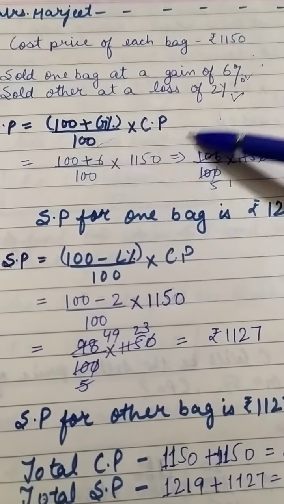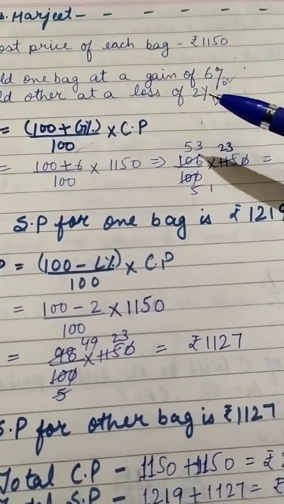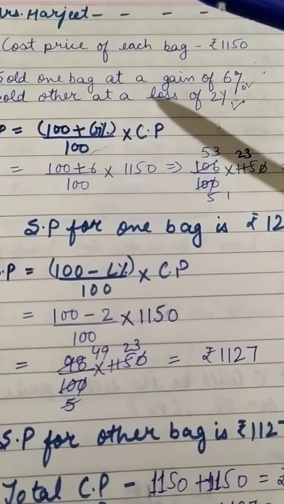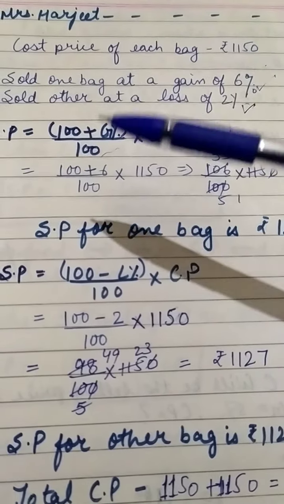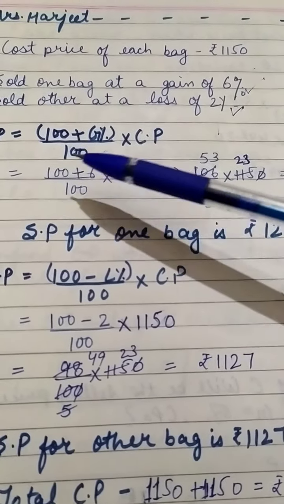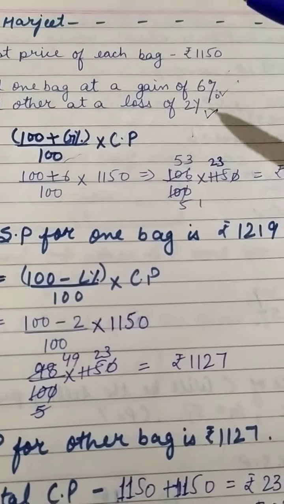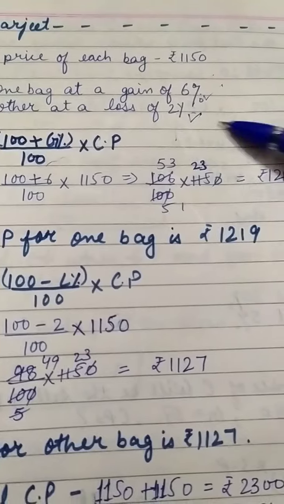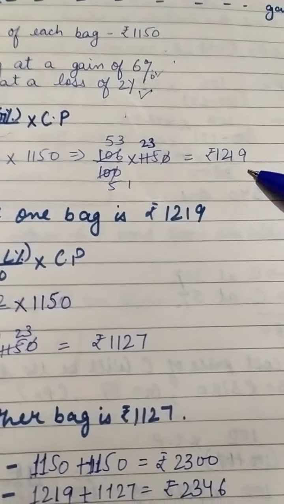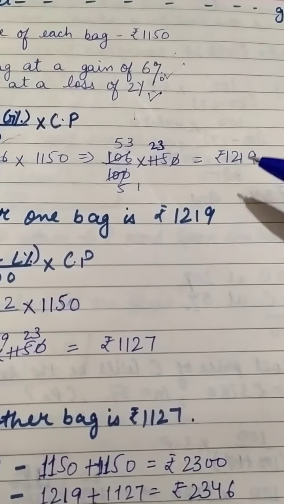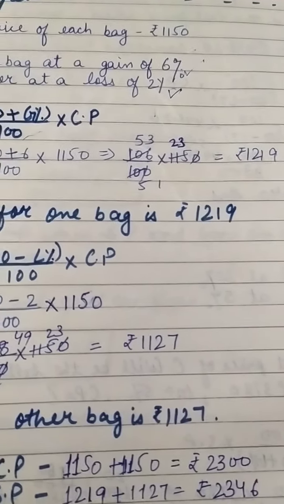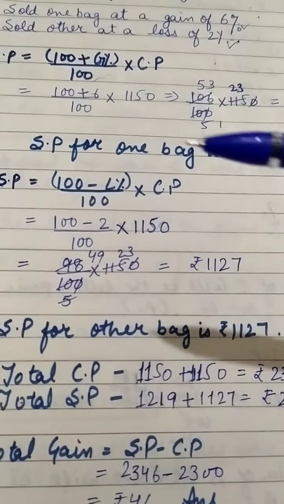Okay, then formula we know. You have to learn the formulas. Okay children. So cost price we know, gain percent we know. So put the values in the formula. 100 plus 6 upon 100 into 1150. So after calculating we have the selling price, that is rupees 1219. Clear?